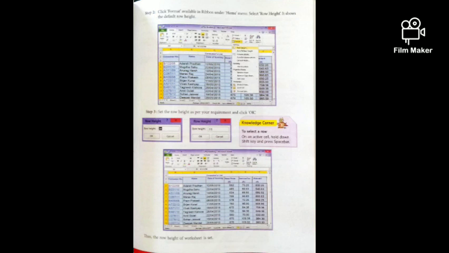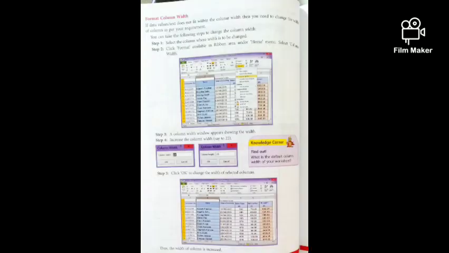Otherwise you can do one more thing: after selecting the row you can go to the Format option, which is present under the Cells group in the same Home tab, and when you click Format you will find different options. Among them, at the very top it's written Row Height, so when you select Row Height it will help you change the row height. Similarly, if you select Column Width, it will help you change the column width.